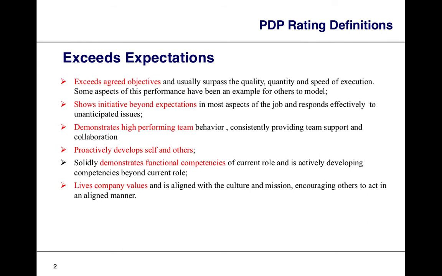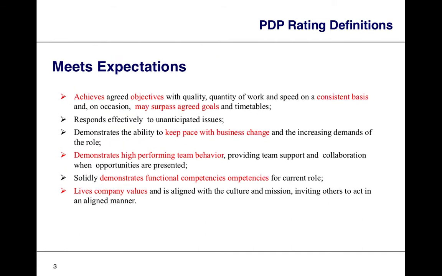Exceeds expectations. Exceeds agreed objectives and usually surpasses the quality, quantity, and speed of execution. Some aspects of this performance have been example for others to model. Meets expectations. Does your direct report achieve agreed objectives with quality, quantity of work, and speed on a consistent basis, and on occasion may surpass agreed goals and timetables? If so, this is where you would rate him. So I want you to make sure that you put your rating in your memo report of where you feel your direct report, this person, will be.